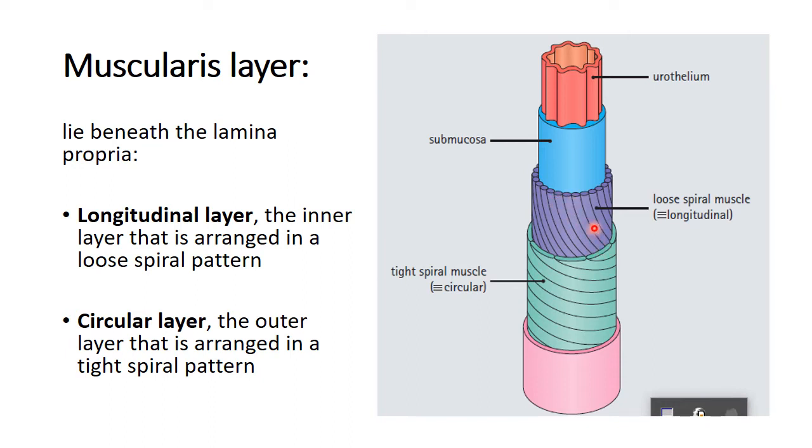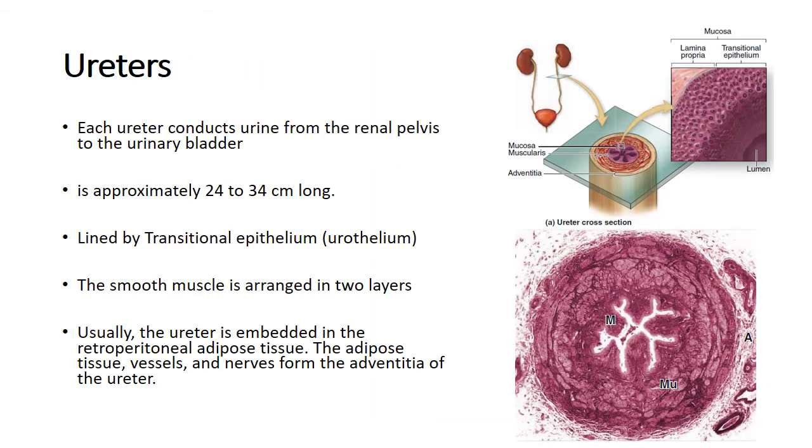So in histological section, in cross sections of the ureter, we can see this as if it is longitudinal. However, these turns of the muscles will be a tight helix in the outer layer. So in a cross section, it appears as if it is a circular layer. And the third layer that forms the wall is the adventitia or serosa. So now we start with the regional differences that we can see in the histological features of the urinary passages.